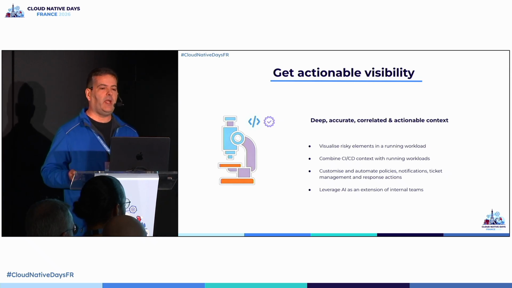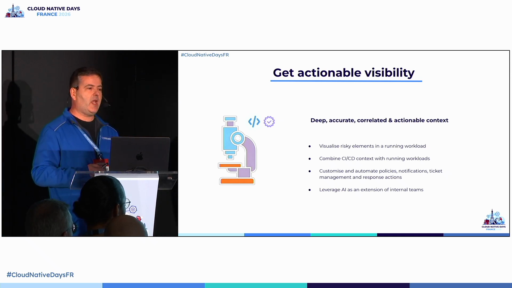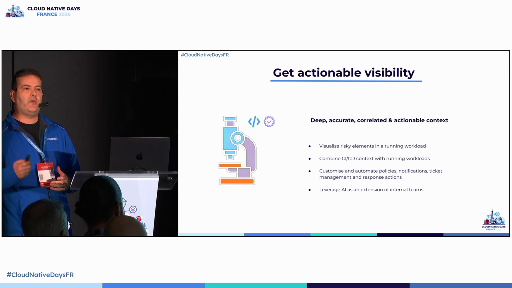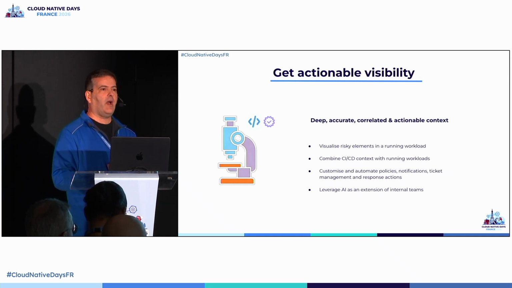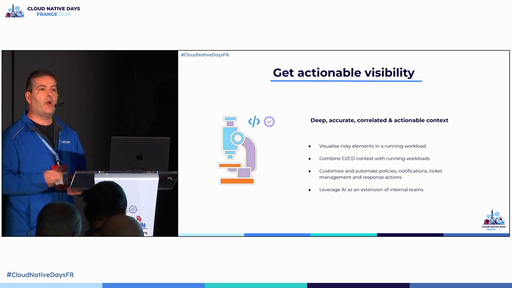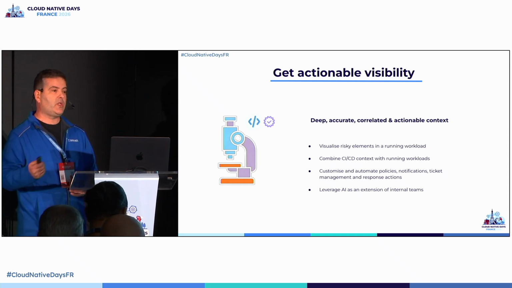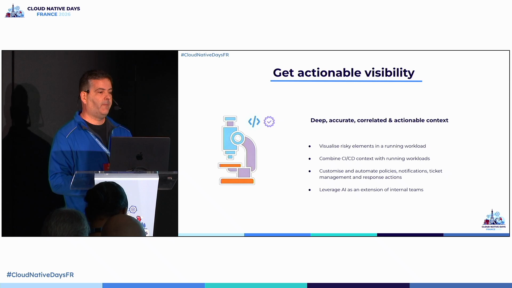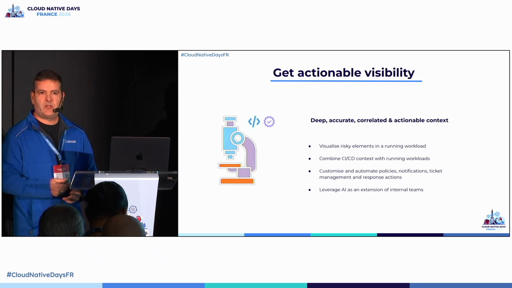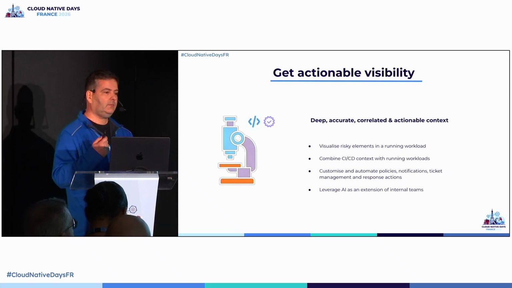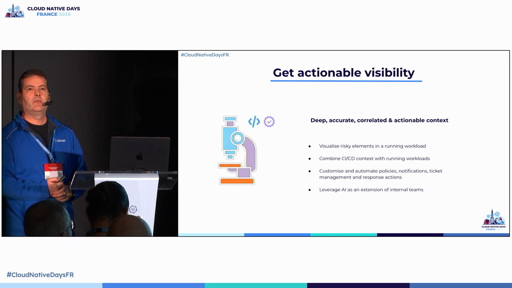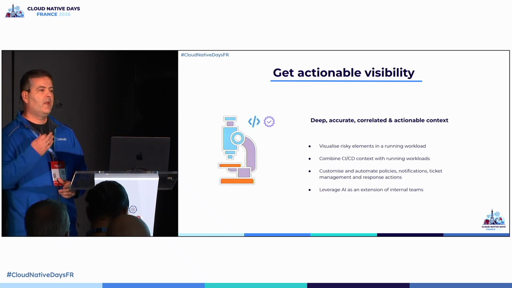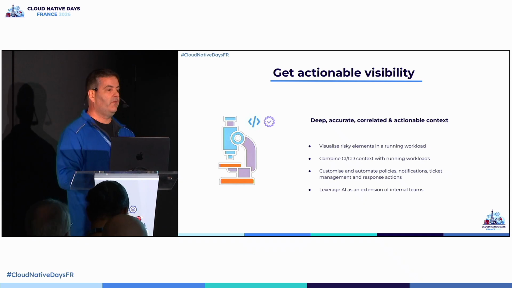It would be also great to customize and automate policies and notifications. Open a Jira ticket, for instance, when you have a new vulnerability or a new combined risk associated with a runtime context. Or send a Slack message to the team. Leverage AI as an extension of your team. We hear that a lot. Not many players actually do that very well.